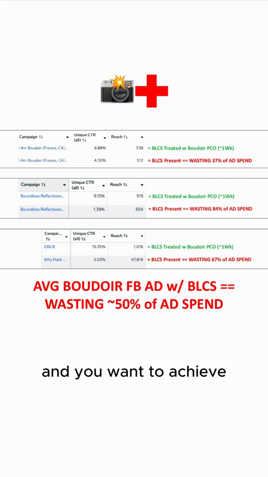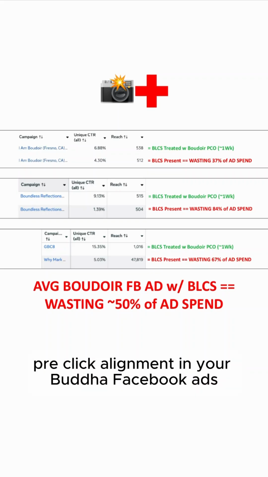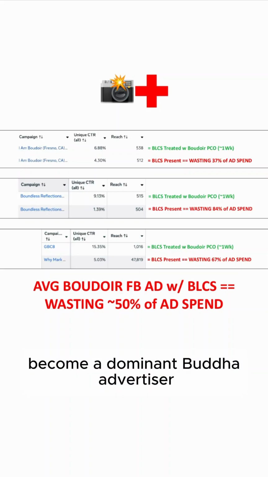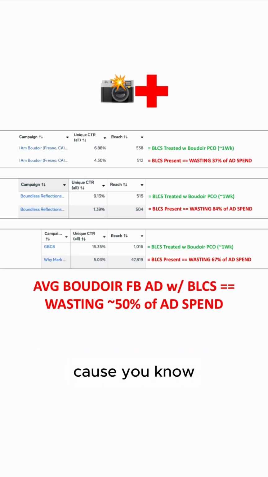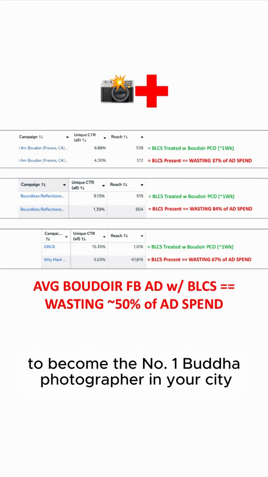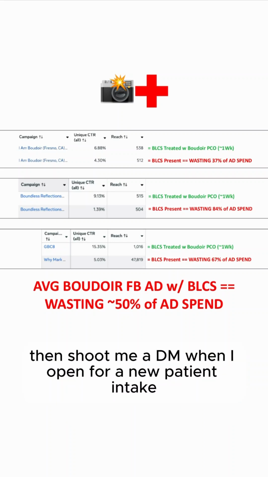And you want to achieve pre-click alignment in your Boudoir Facebook ads, become a dominant Boudoir advertiser, and achieve Boudoir brain entry boost, because you need that on your path to become the number one Boudoir photographer in your city. Then shoot me a DM when I open for new patient intake.